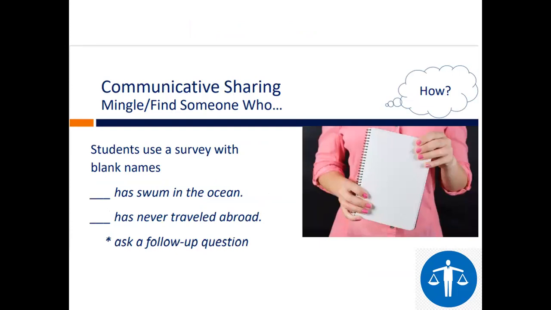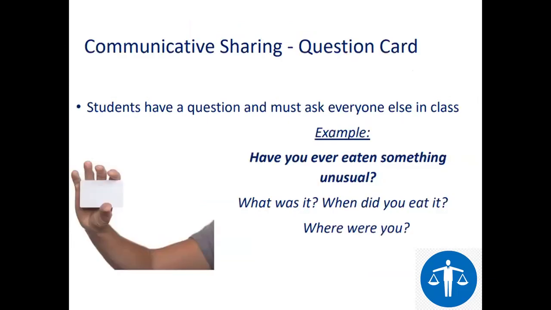Secondly, communicative sharing. Mingle, find someone who. Students use a survey with blank names. Has swum in the ocean, has never traveled abroad. And you can ask follow-up questions. Communicative sharing question card. Students have a question and must ask everyone else in the class. Example, have you ever eaten something unusual? What was it? When did you eat it? Where were you? And so on.